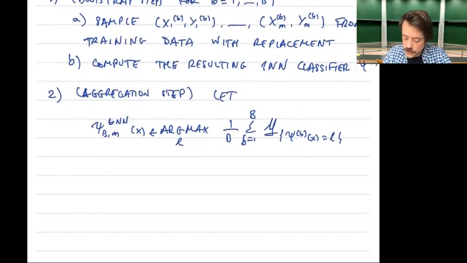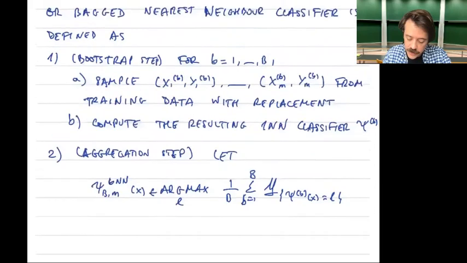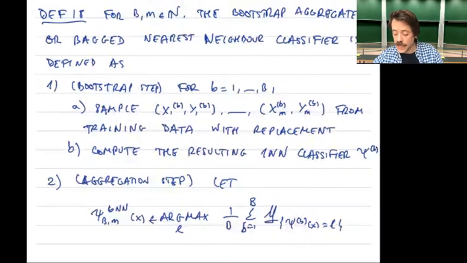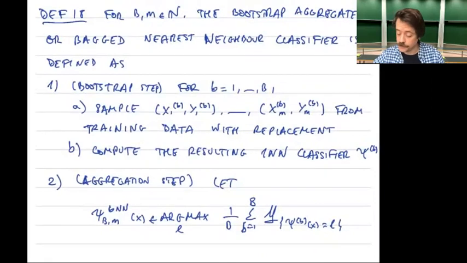Okay, so just for clarity, what we are doing in the bagged nearest neighbor classifier is having a majority voting, but now between or among one nearest neighbor classifiers. And how do we construct these? Well, each of them comes from a bootstrap sample from the original data set, right?